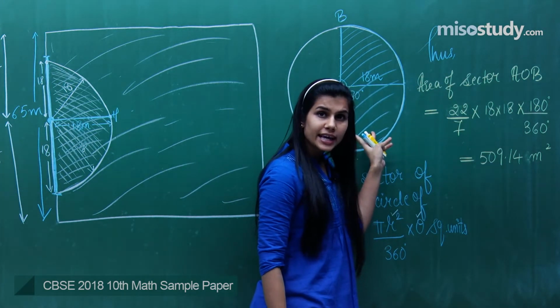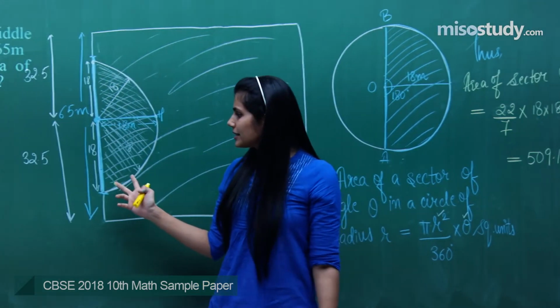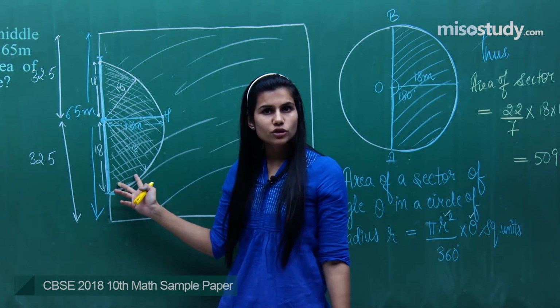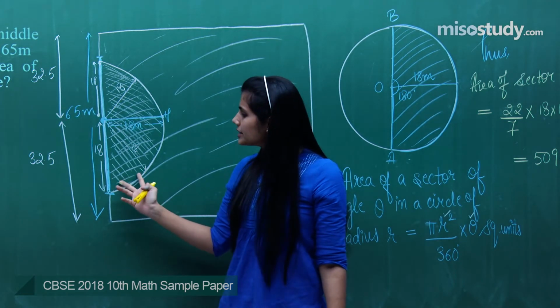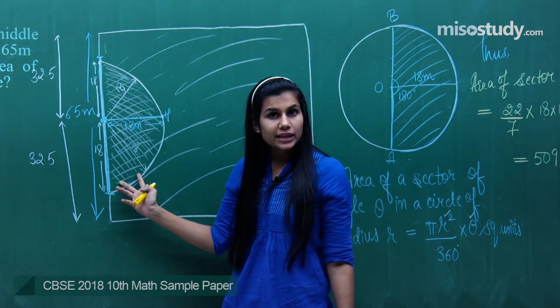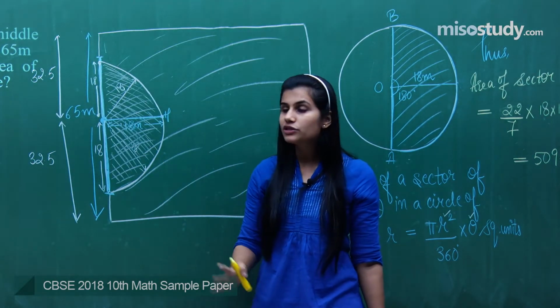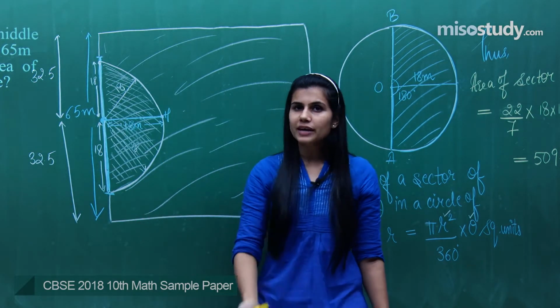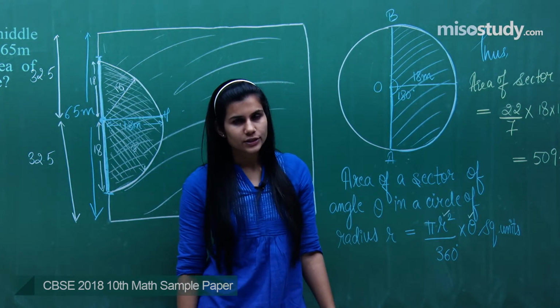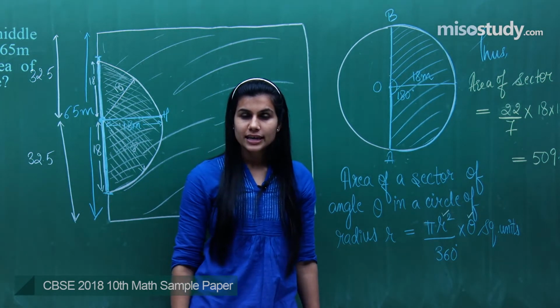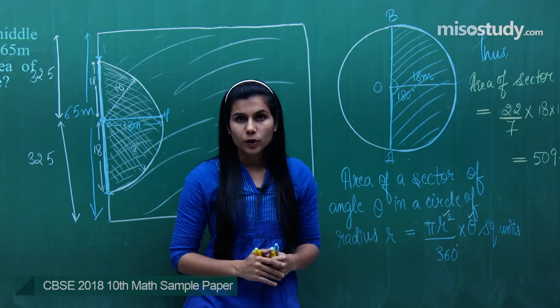But whatever is the area of this sector is same as the area of this particular portion of the square field, and this is that portion of the field over which the horse can graze, and so the area of the field over which the horse can graze is 509.14 meters square. Understood? That is how we have to deal with the question.